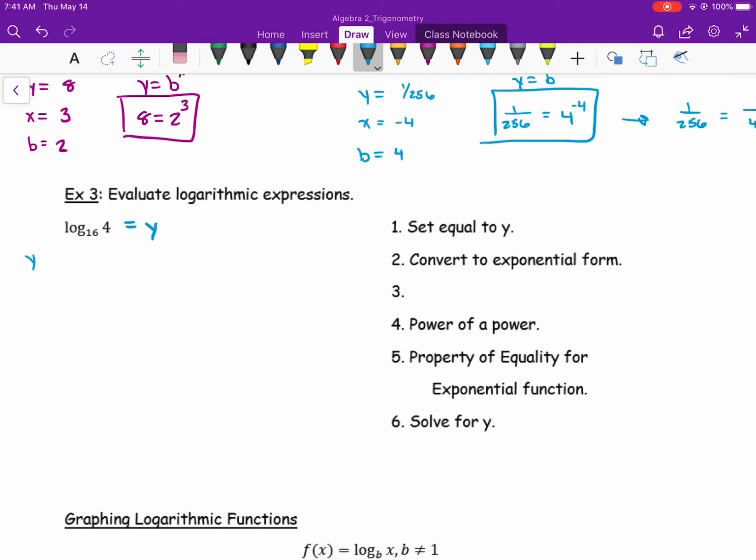Alright, so I have y equals 4. X is equal to y. As weird as that may sound, it's just a placeholder, so don't get wrapped up in x is y and all that. My base is 16. So y equals b to the x. So for y, I have 4 equals my base of 16 to the x, which is now y.